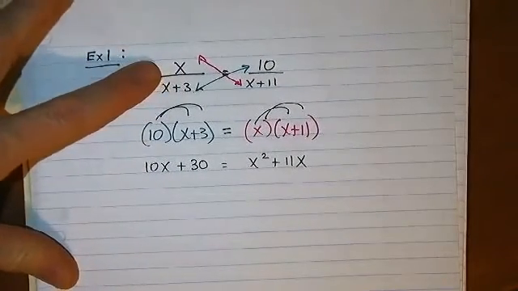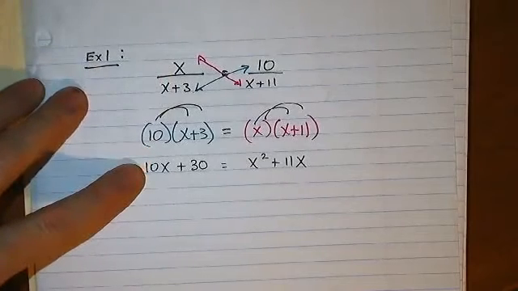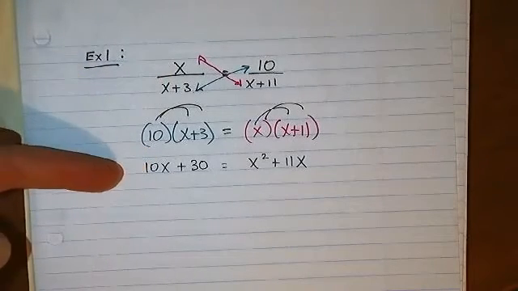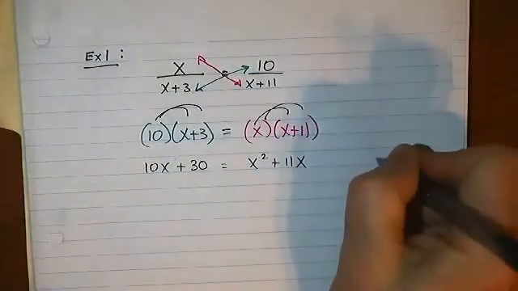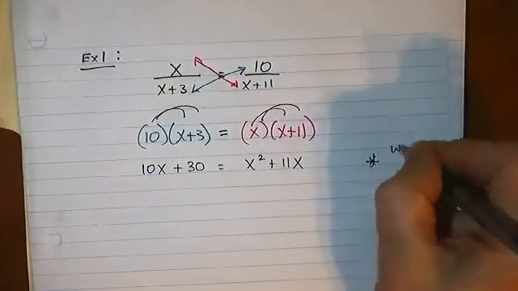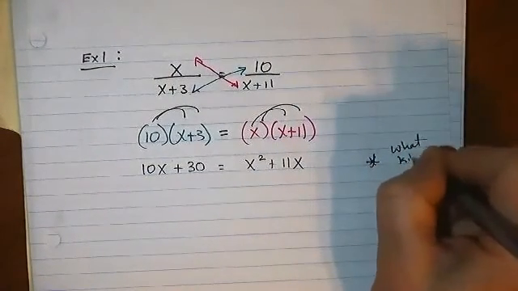Step 1 was already done for me. Step 2 is cross multiply and simplify. Now we have to solve this equation. But what's going to be important on this step is that you recognize what kind of equation we're working with.